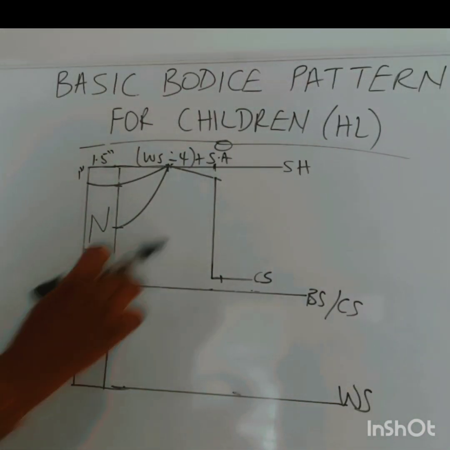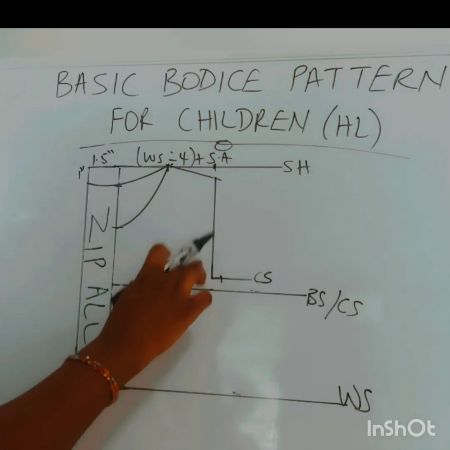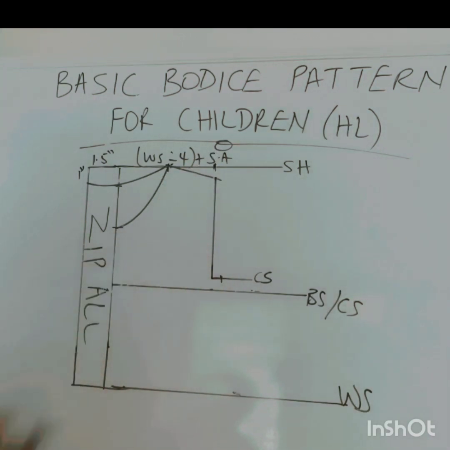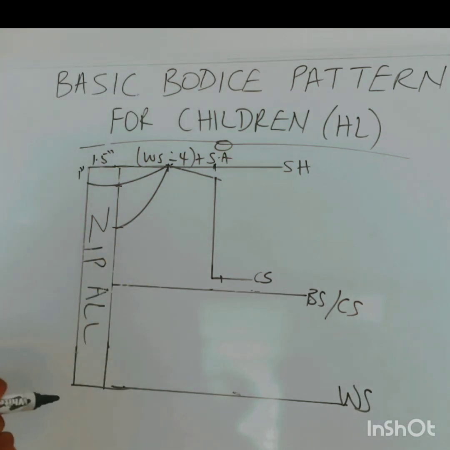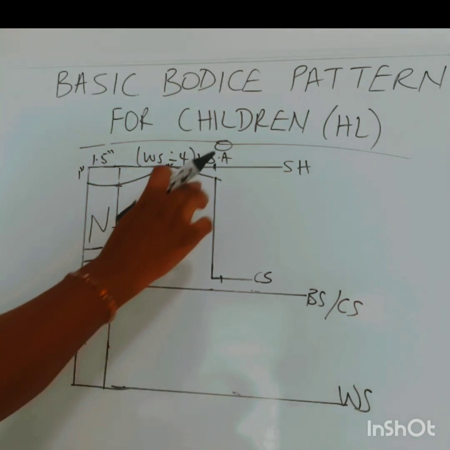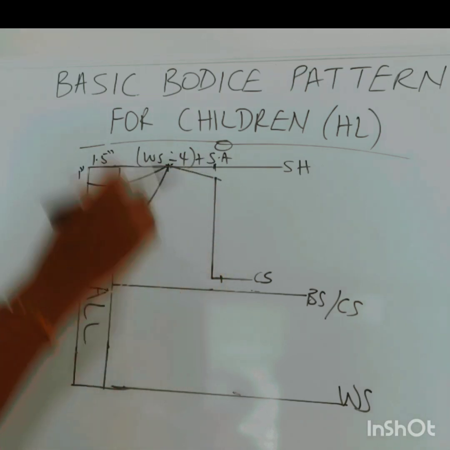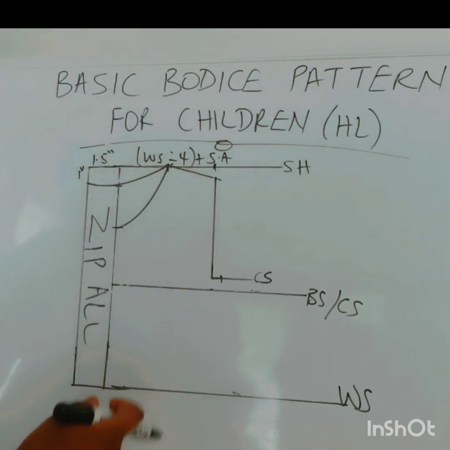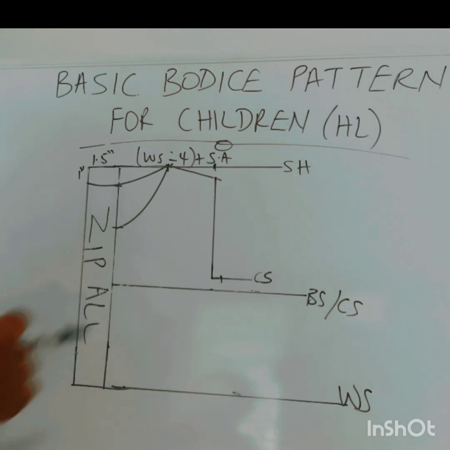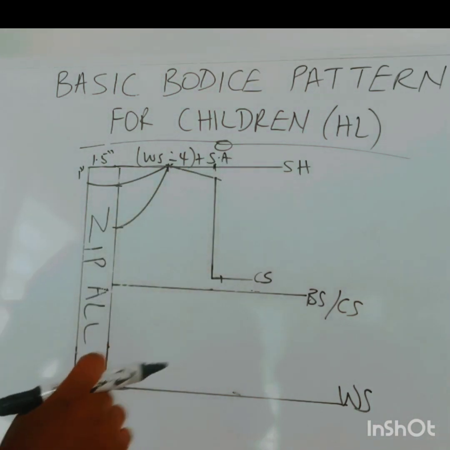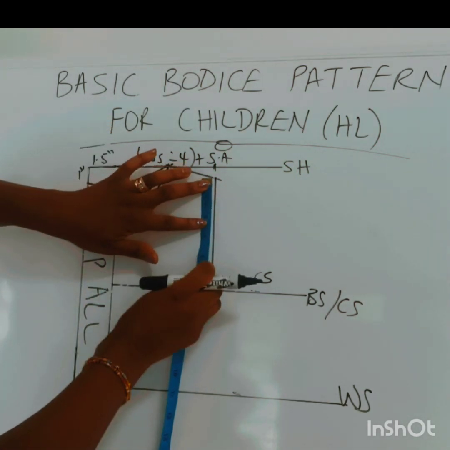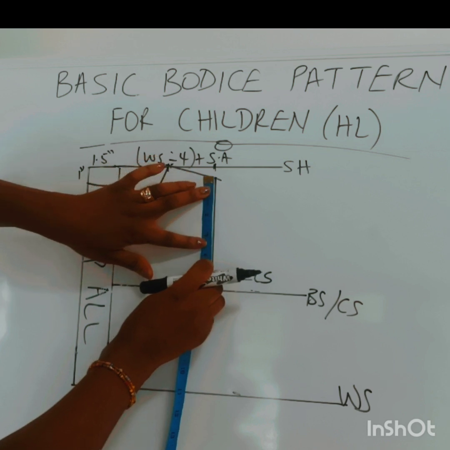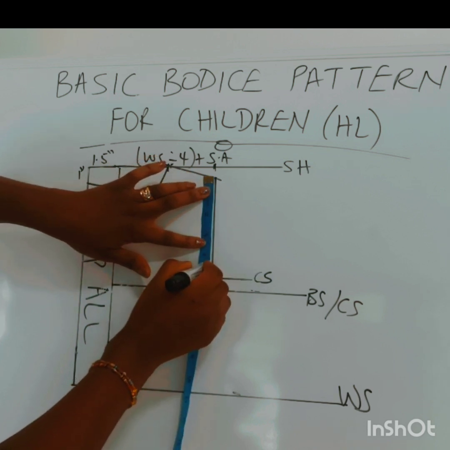Now I've marked 5 inches as the armhole depth. But remember that most times the children clothes are sleeveless, so you will not be using the 5, you will not be using the exact armhole depth. You will be subtracting 0.5 inches to that, so that the armhole will not be too wide. Okay, so you can make the armhole depth 4.5. You can make it 4.5.